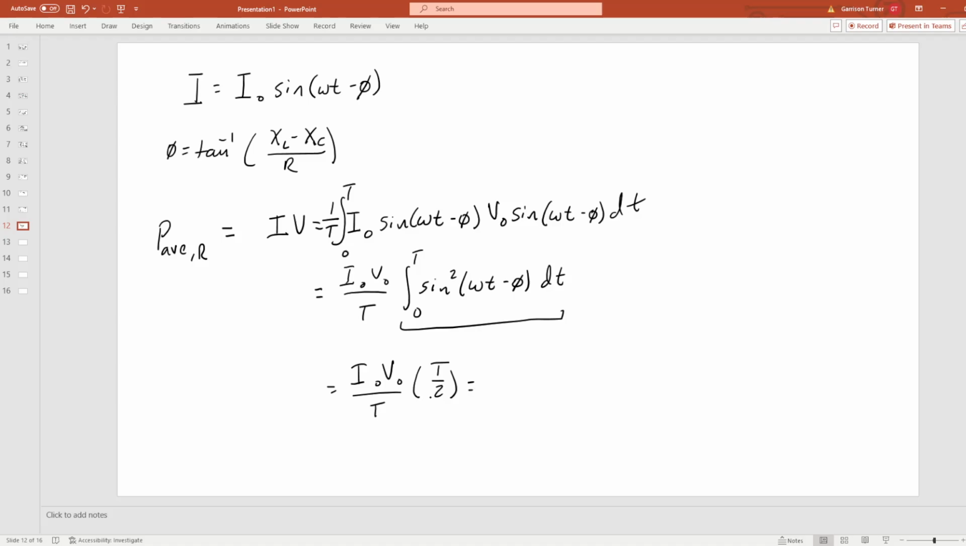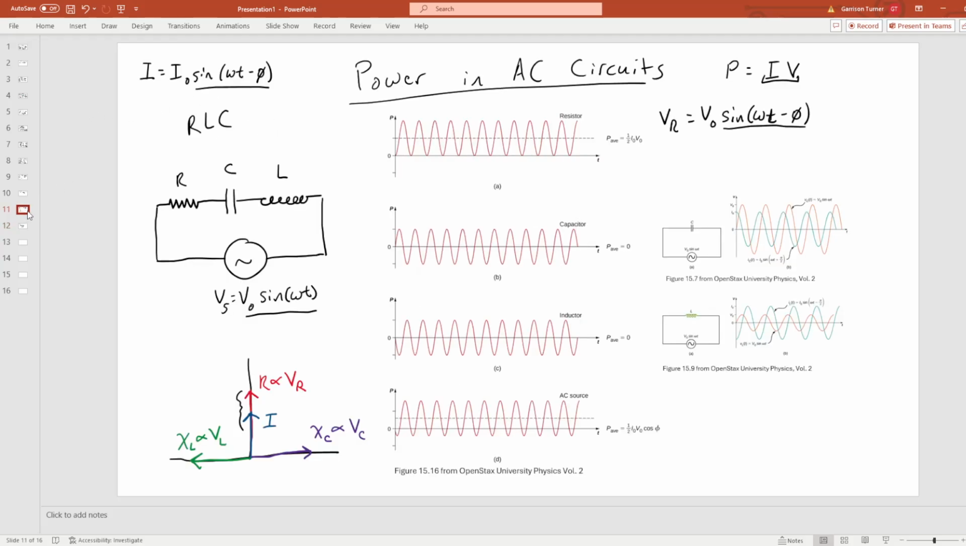And so the average power dissipated by the resistor, or delivered to the resistor, however you want to look at it, is going to be the product of my peak voltages and currents divided by 2. So that is where this expression comes from. That's how you calculate it.